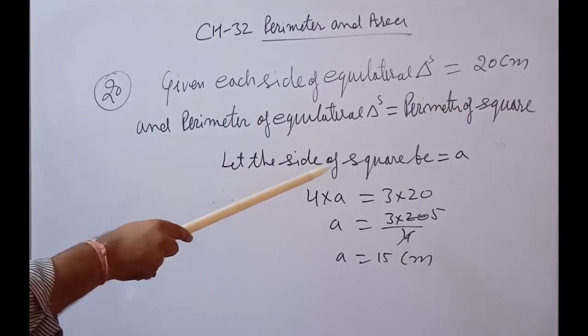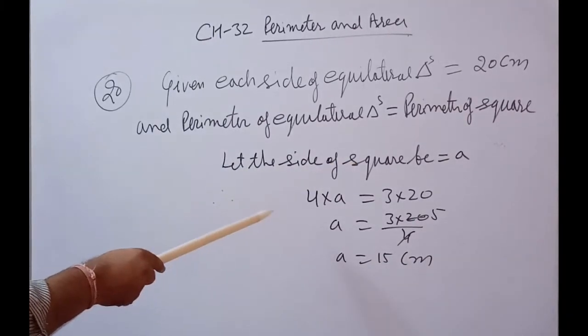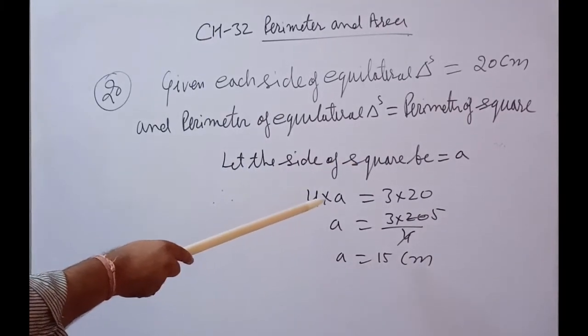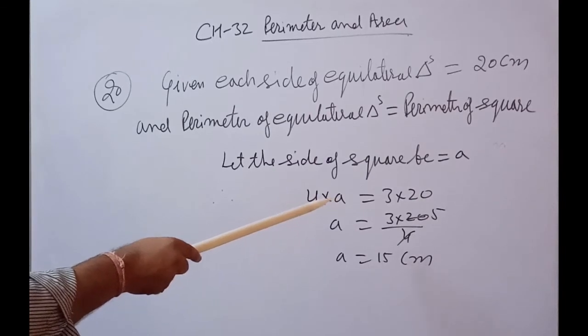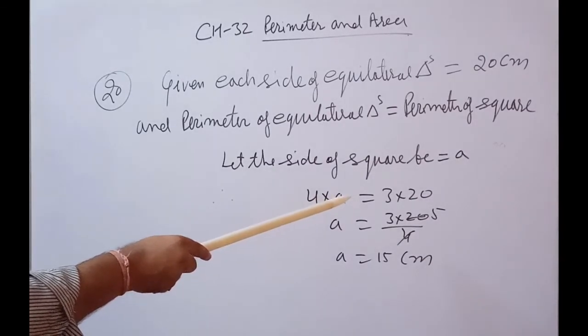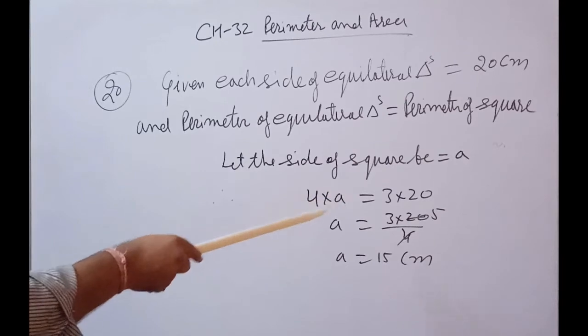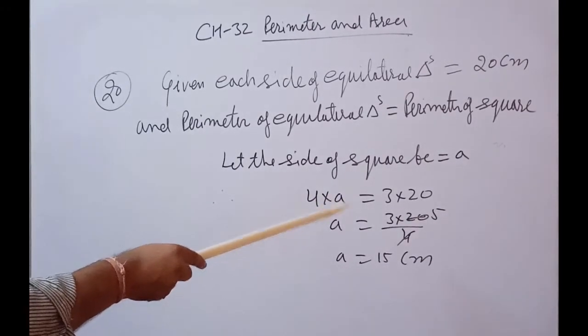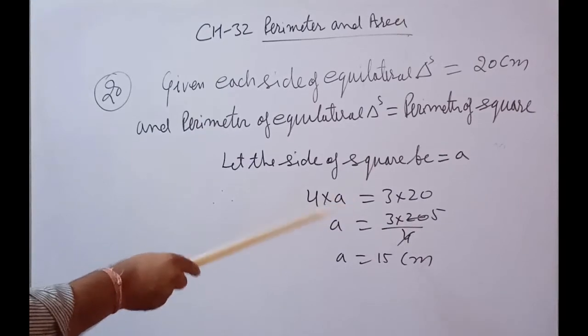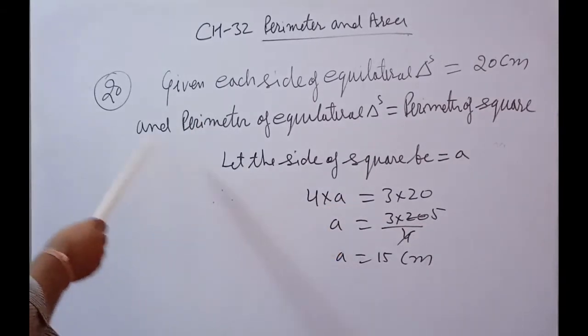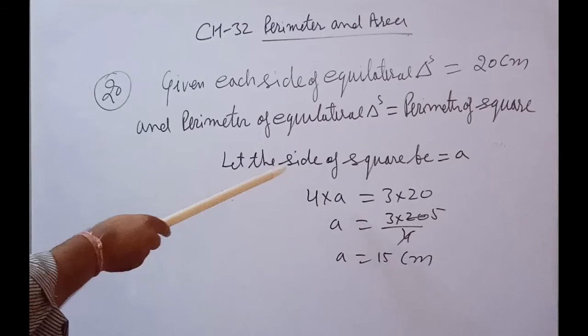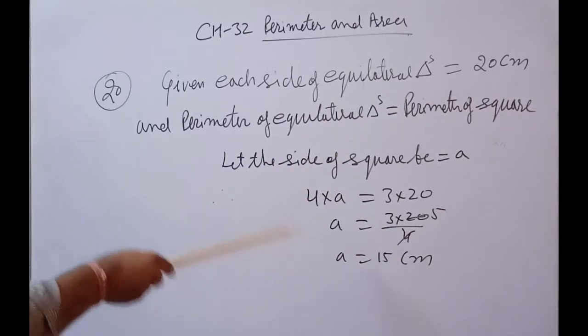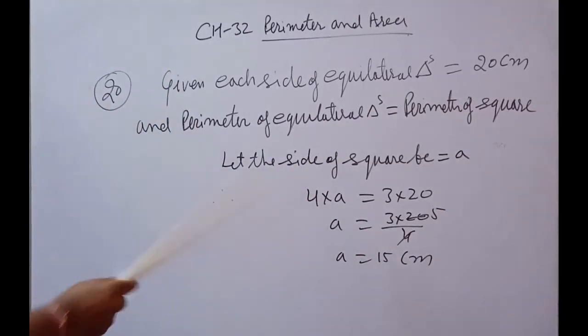Let the side of the square be A. So the perimeter of the square will be 4A, and the perimeter of the equilateral triangle equals 3 into side, that is 3 into 20 centimeters. So 4A equals 3 into 20, A equals 3 into 20 upon 4; 4 fives are 20, 5 threes are 15, A equals 15. So the side of the square will be 15 centimeters, that is your answer. In that manner you will do question number 20.